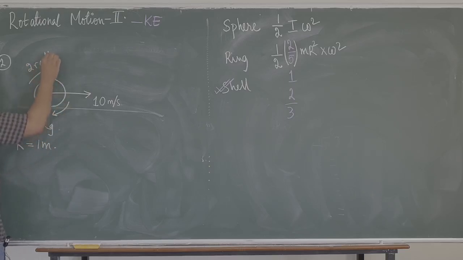I have changed some values. The angular velocity is 2 radians per second. The mass of the disk is 4 kgs and the radius is equal to 1 meter. What is the kinetic energy of this disk? Whether it is rolling or not, we'll see later on.